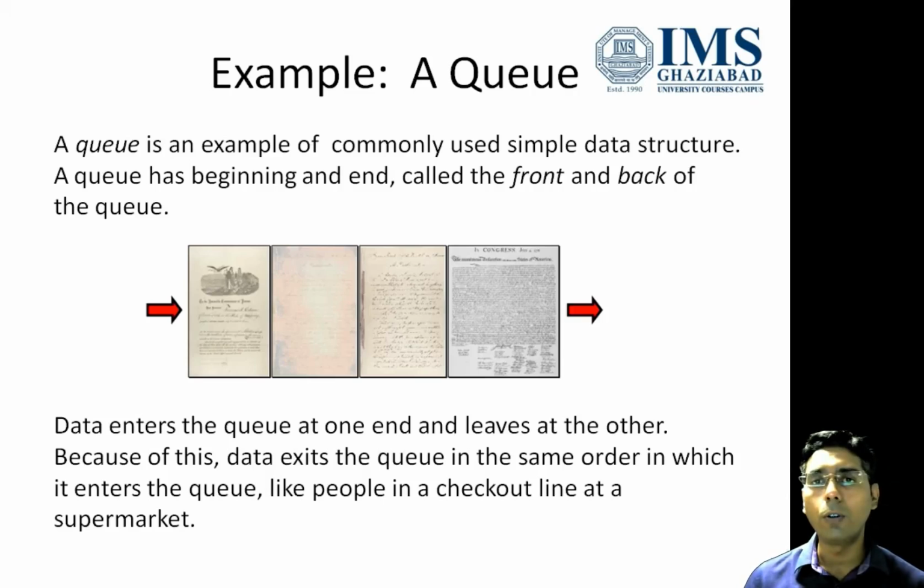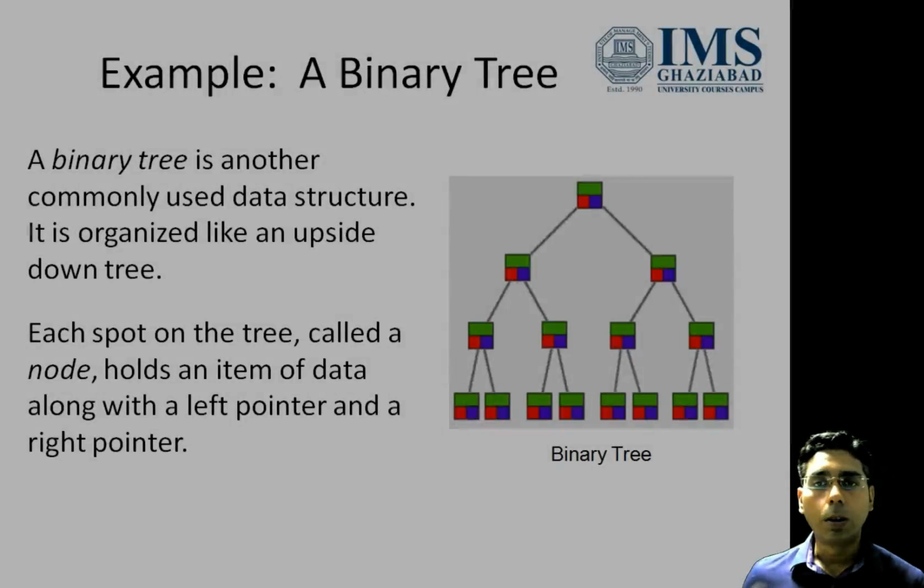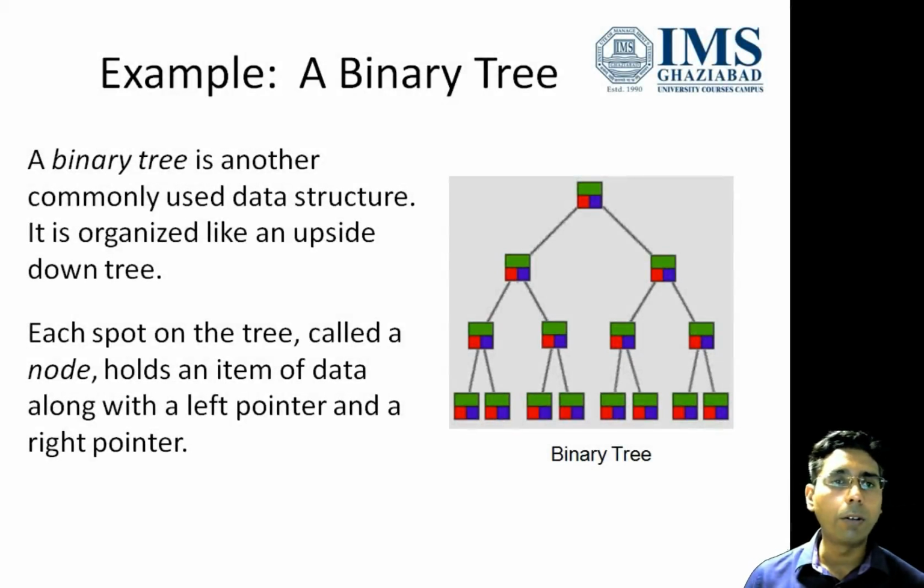For example, a queue of a reservation line or a queue at a ticket counter is a kind of data structure where the person who comes first is the first one to get the ticket, and that person is the first one to move out from the queue. So queue is a kind of data structure, whereas another type is the binary tree.